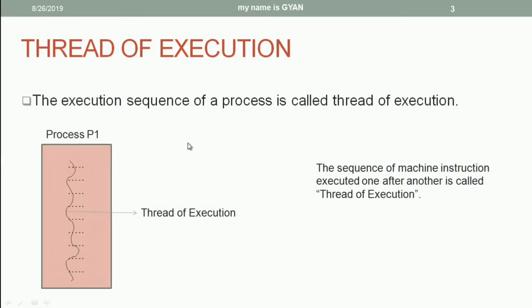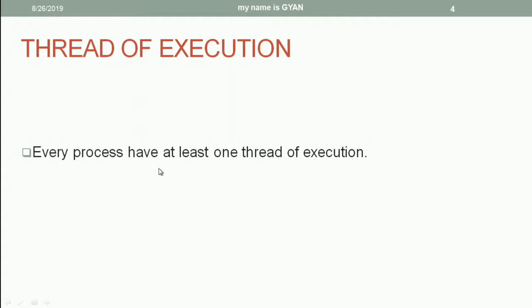Before we learn about the concept of multithreading, we need to understand the concept of thread of execution. The execution sequence of a process is called thread of execution. The thread of execution means the sequence of machine instructions executed one after another. Whatever machine instructions execute one after another, this is called the thread of execution of the process P1. Every process has at least one thread of execution.